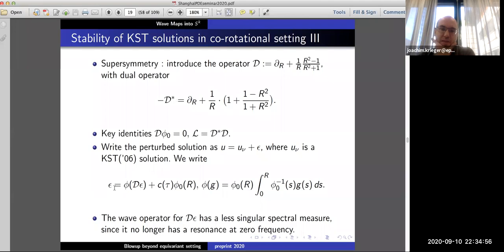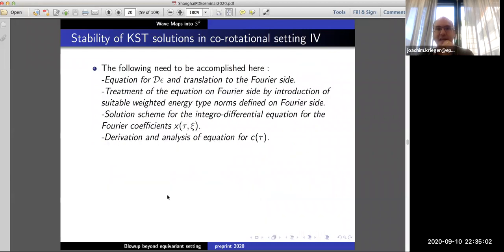So to control your epsilon, you have to control a pair consisting of d epsilon and of the variable C of tau. So then what are the steps? I just write down the steps, and this is an outline, which is then also used in a much more general context later on when I look at the non-co-rotational problem. First you of course have to translate the equation for d epsilon to the Fourier side. You have to derive the equation for d epsilon, which is a computation. You have to treat the equation on the Fourier side by introducing a suitable functional framework. And these are certain weighted spaces, but L2 based spaces.